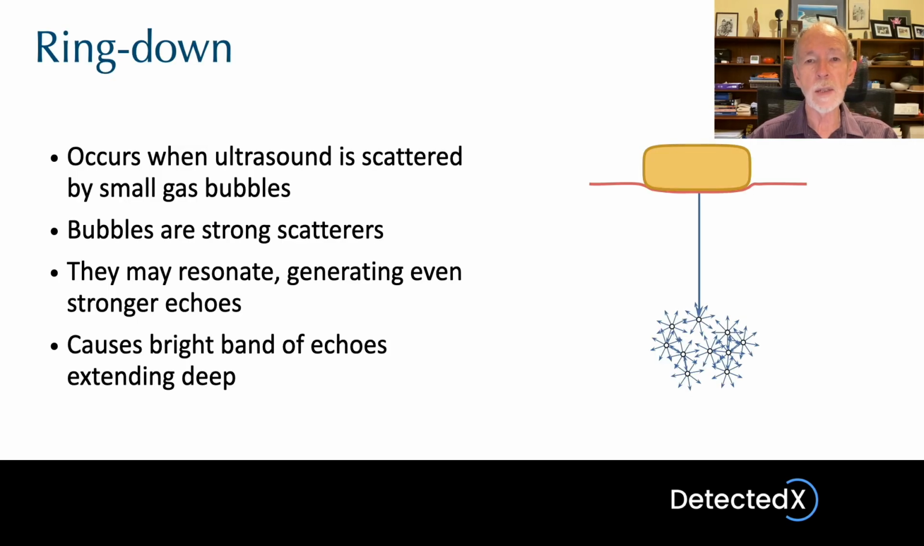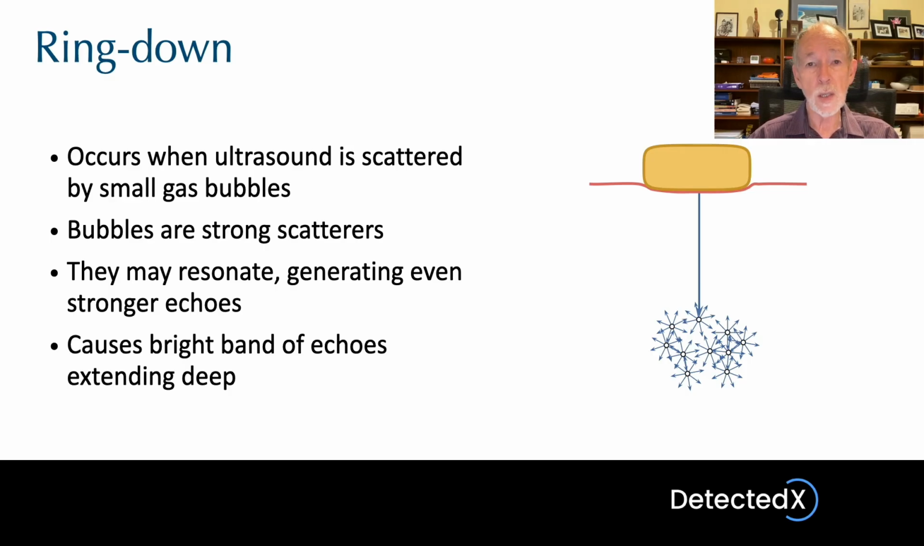This is another artifact closely related to reverberation, which is why we have it here. This artifact is known as ringdown, and it occurs generally when we have a mass of small gas bubbles. Now, of course, that's a common finding in the GI tract, in the stomach, etc., that we have small gas bubbles, usually within a liquid, and those gas bubbles are very good scatterers of ultrasound. So we have strong echoes coming back from these gas bubbles.